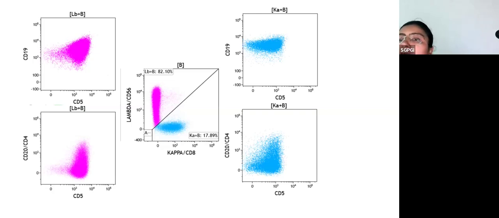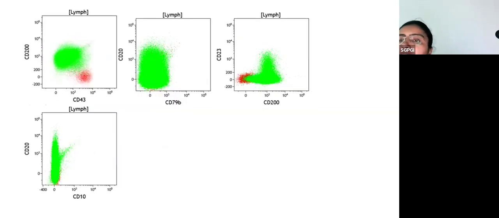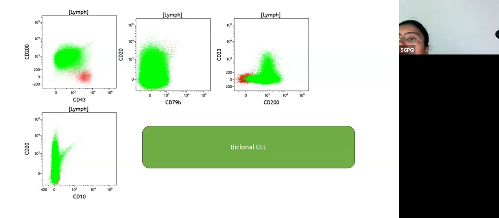So this is a case of CLL where there are two clones, the dominant one expressing lambda, and the minority expressing kappa. And if you look at further tubes, you realize that the entire B cell population is positive for 200. It expresses 43 at a dim intensity. It is 79B negative. So it practically fits in with all the other findings of a CLL. So this is a biclonal CLL, having two different clones but the same disease.